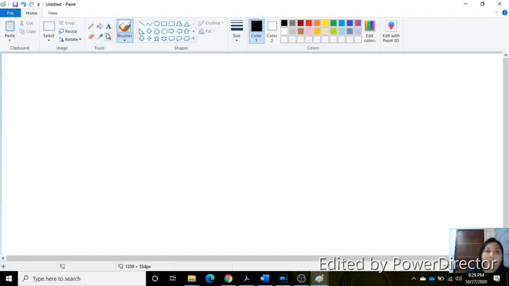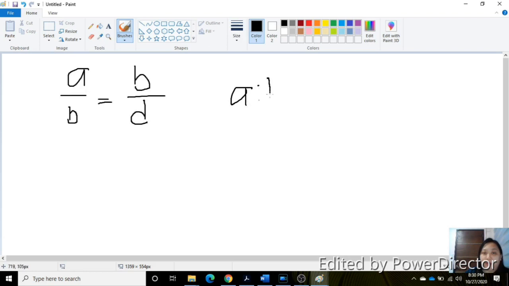Kung titingnan natin dito, try natin. Kung meron tayong A over B is proportion to C over D, kung mapapansin nyo, pareho lang po ito. Sorry, this is C.